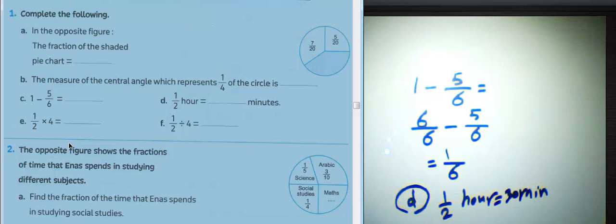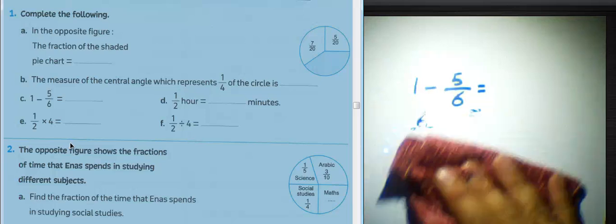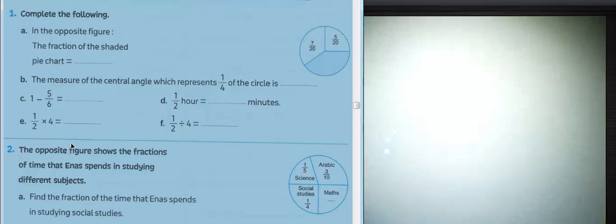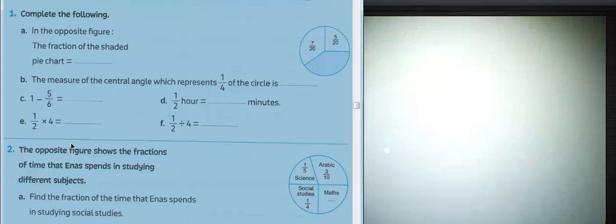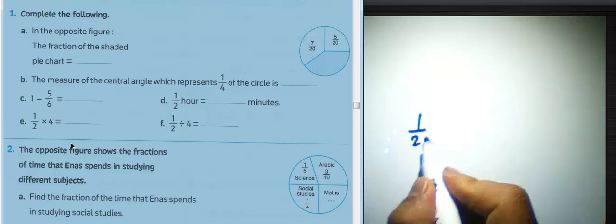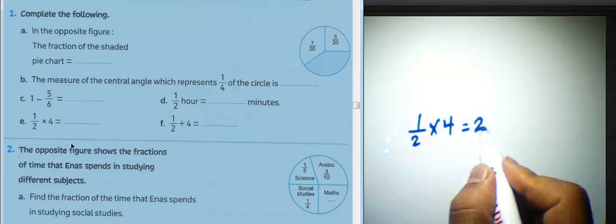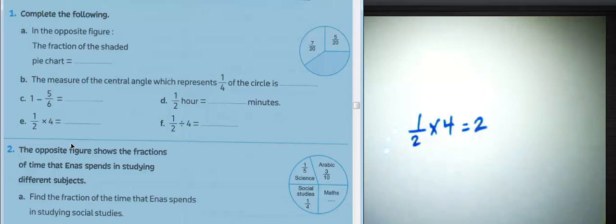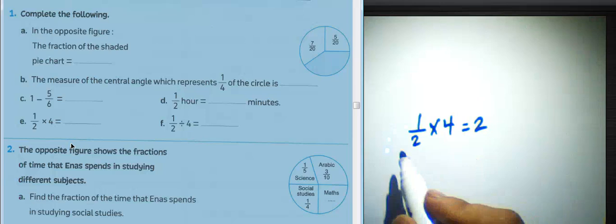Half of 4 equals space. Half of 4 means 4 divided by 2, or we can find the half of 4. 4 divided by 2 equals 2. Then we can write here half multiplied by 4 equals 2. Half of 4 equals 2.